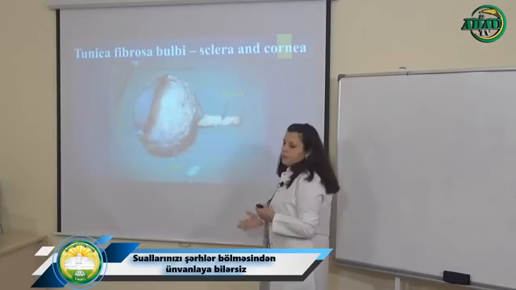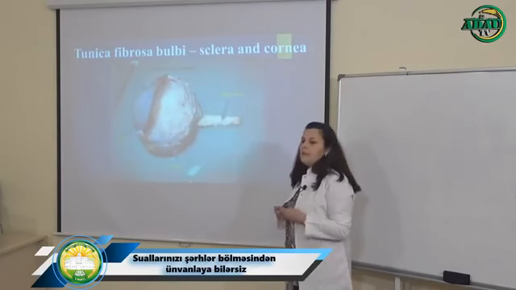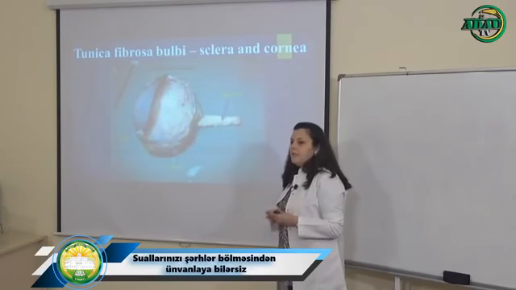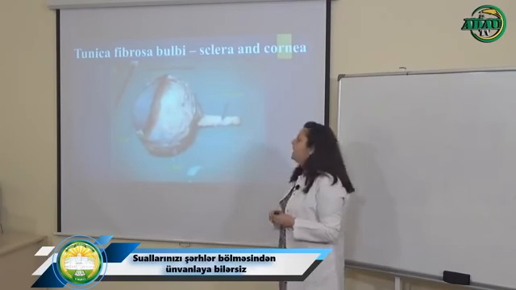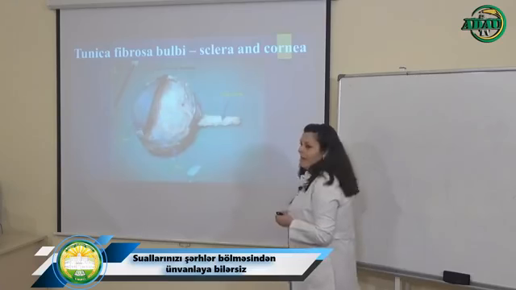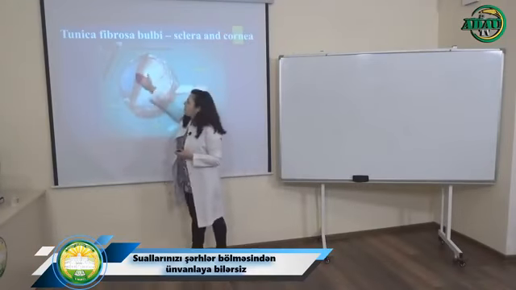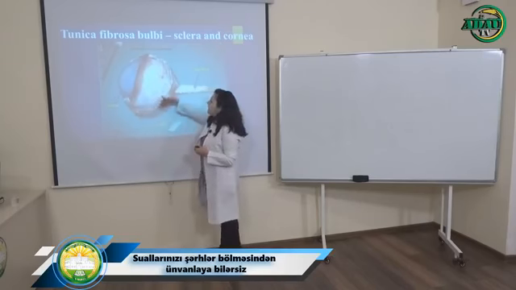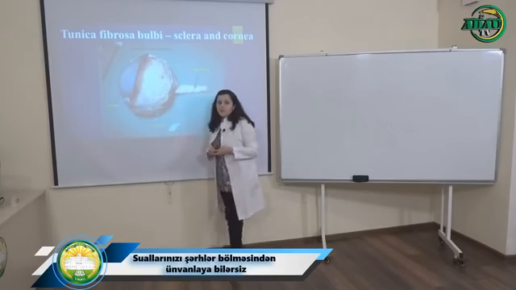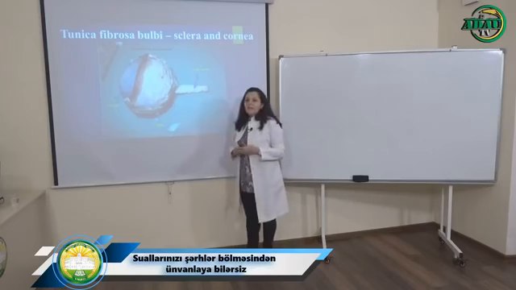What about tunica fibrosa bulbi? Tunica fibrosa bulbi is the outermost, the most dense fibrous layer of the eyeball. The fibrous layer consists of sclera and cornea. So you can see the cornea. Cornea is the anterior portion of the fibrous layer, and sclera is the posterior portion of the fibrous layer. And sclera occupies 3/4 of the eyeball.